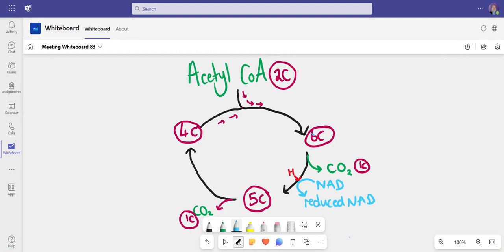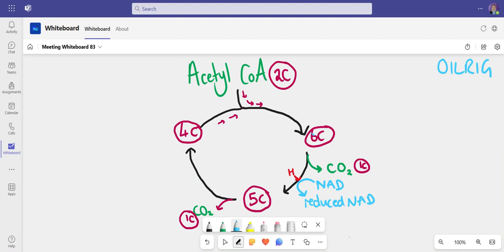Okay, remember all the time, OIL RIG: oxidation is loss, reduction is gain. So if it's gained a hydrogen, it's now called reduced NAD. Then it releases another carbon dioxide, and in between there and the 4 carbon molecule that's made, a lot more is going to happen.